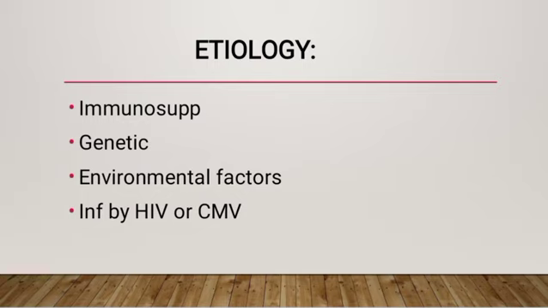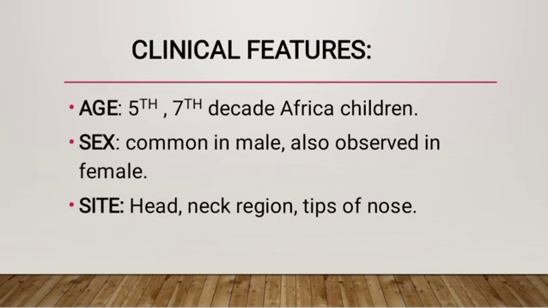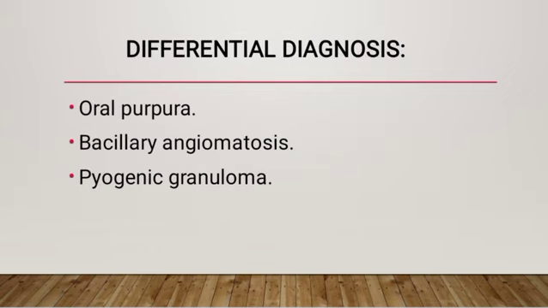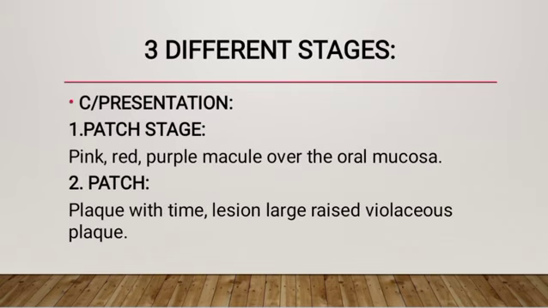Genetic factors can also be a cause. Then we have environmental factors also. Then infection by HIV or cytomegalovirus can also be a cause. Age is basically the fifth to seventh decade, and it is more common in males. It occurs in the head and neck region and the tip of the nose. Differential diagnosis includes oral purpura, bacillary angiomatosis, and pyogenic granuloma.